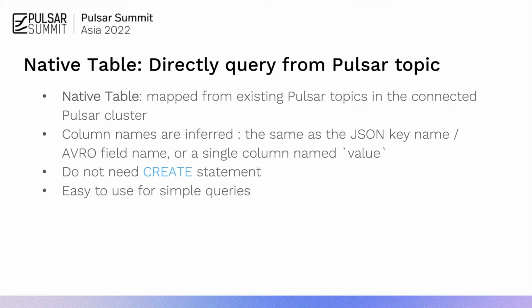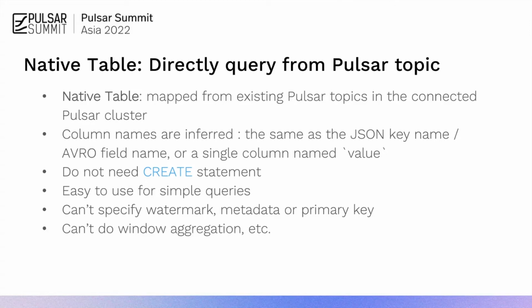It's very easy to use for simple queries, for users to navigate through the Pulsar data to do some simple data digging to see if anything goes wrong. But it also comes with a lot of restrictions. Since it's created automatically, you cannot specify any watermarks, metadata, or primary key. And since you cannot specify watermark strategies, you cannot do window aggregations and similar operations either. But don't worry, a native table and an explicit table won't conflict with each other. You can create an explicit table on the same topic and they will work just fine.